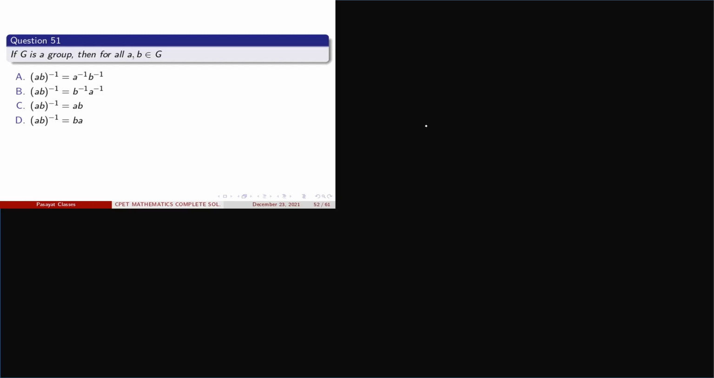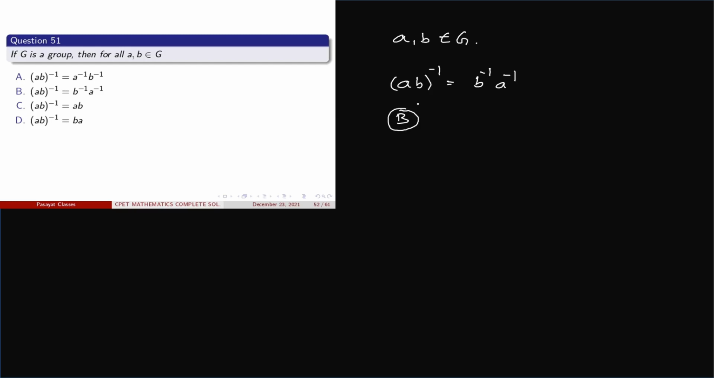Now let us start. Now come to question number 51. Here the question asks: if G is a group, then for all A, B belonging to G, which of the following statements is true? Here we have A, B belonging to the set G, and we know that for a group G, the inverse of the product AB is always B inverse A inverse. So here option B is correct.